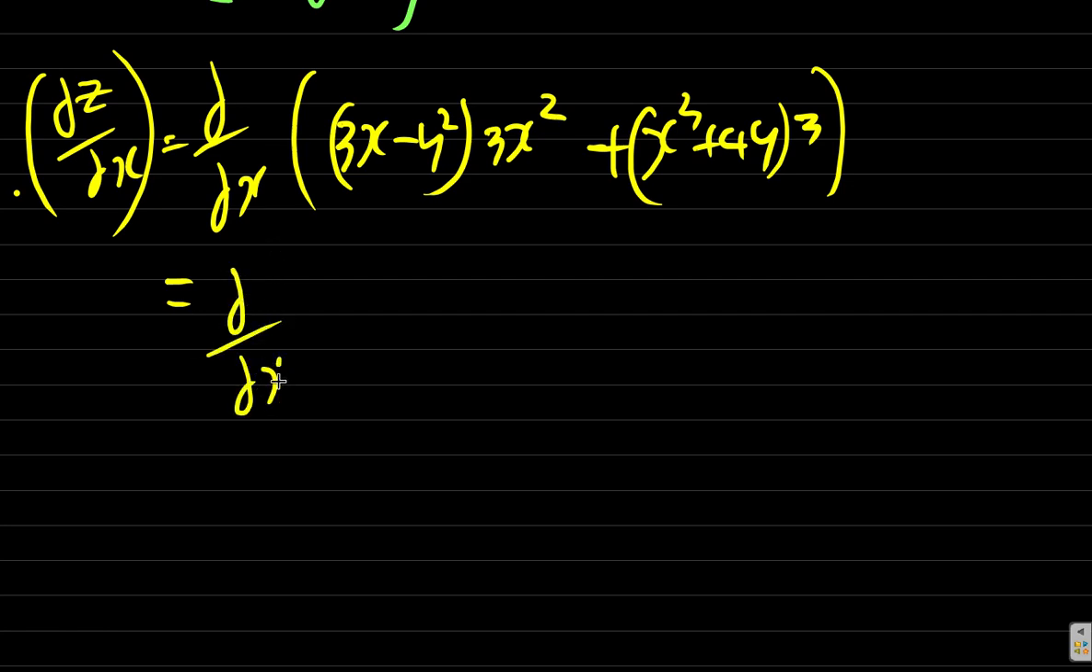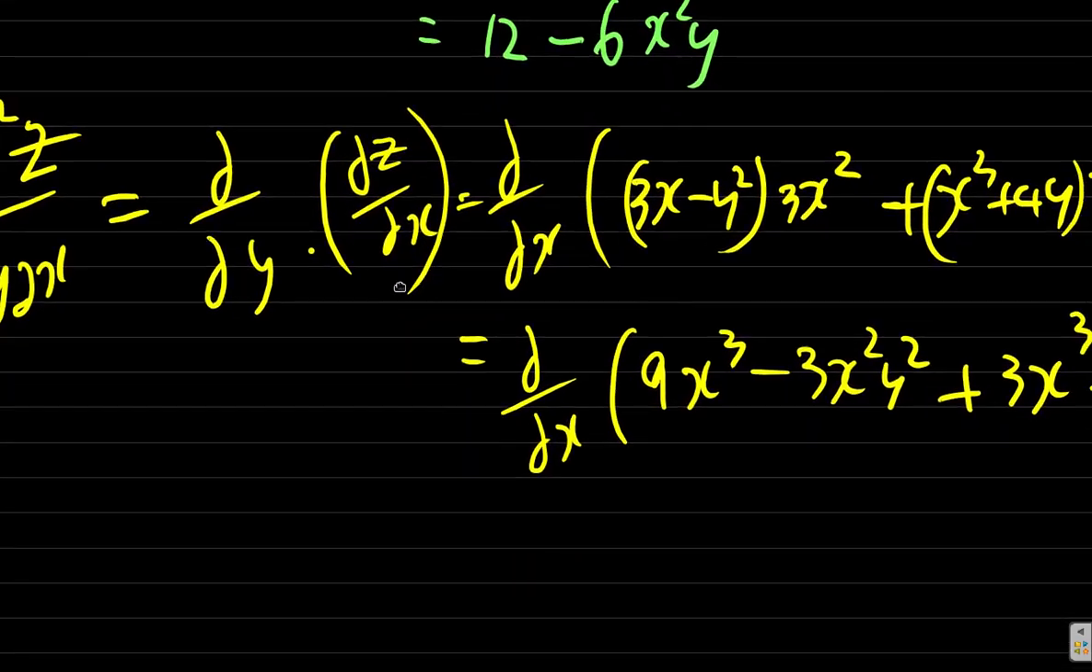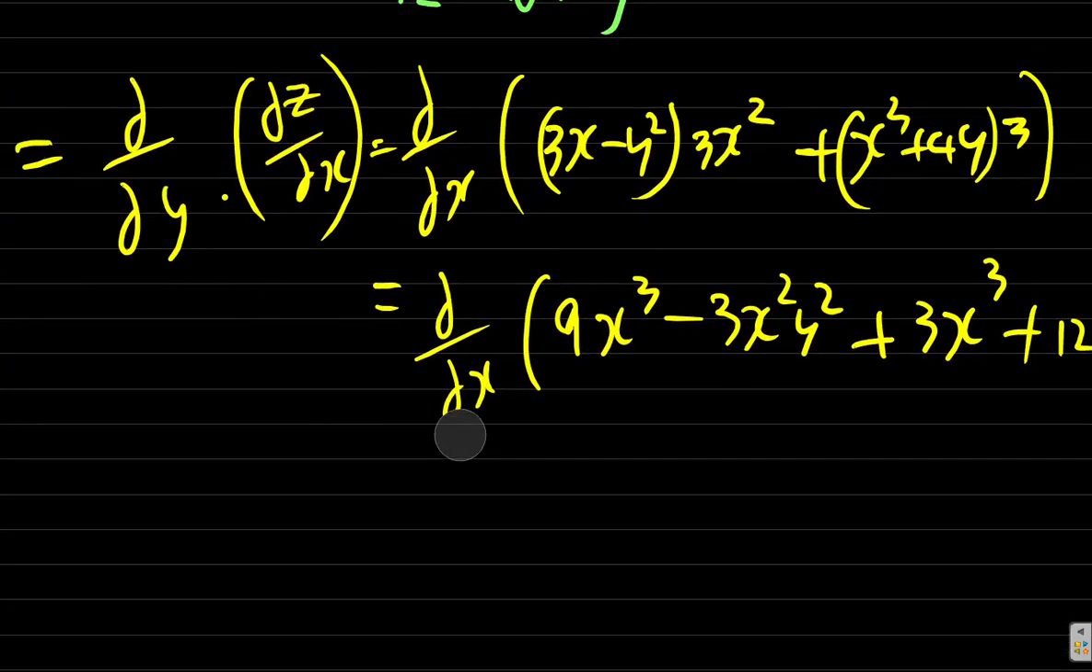Delta by delta x of 3 times 3 is 9x cubed, alright, minus 3x squared y squared plus 3x cubed plus 12y. Alright, so oh my, I wrote x here, it is y. I should write delta y. Alright, so we differentiate this with respect to y and see what will happen.